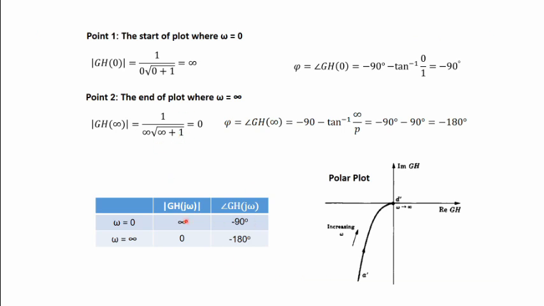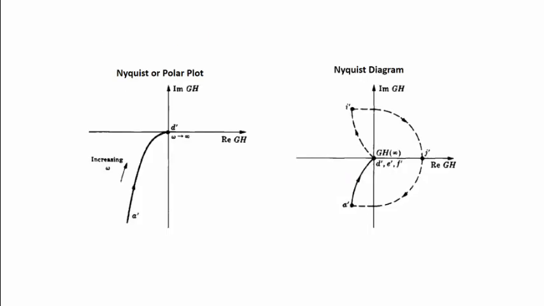For omega equal to 0, the magnitude comes out to be infinity and the angle is -90. For omega equal to infinity, the magnitude is 0 and the angle is -180, like this. Whether this plot will intersect the real or imaginary axis does not need to be decided, because it is a first order system only. And this is the Nyquist plot.